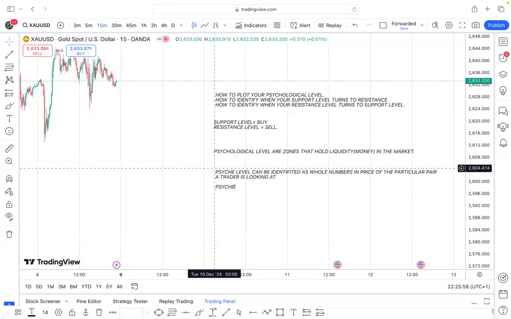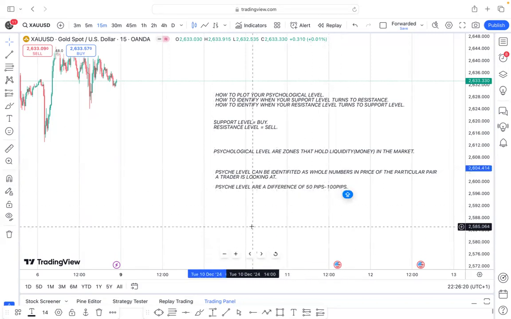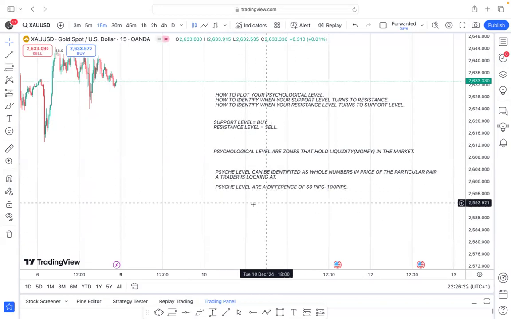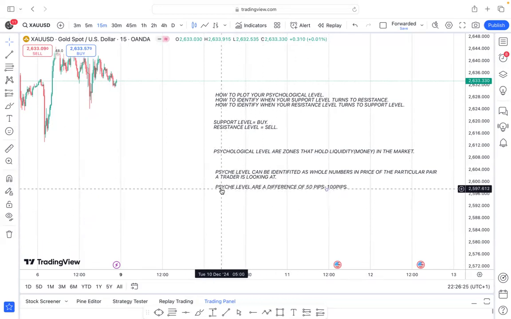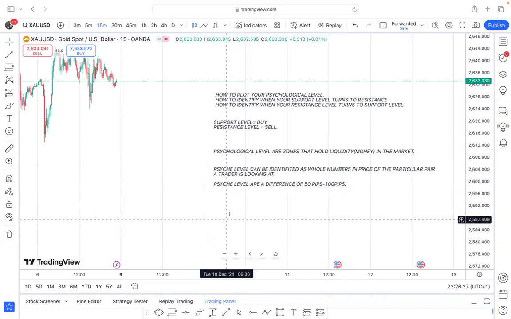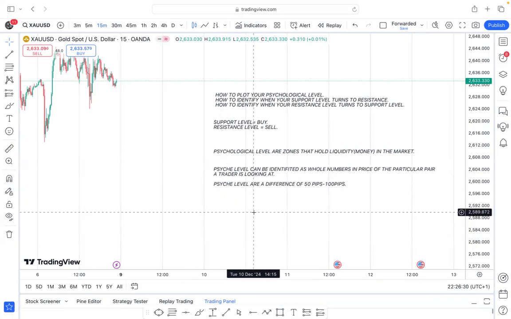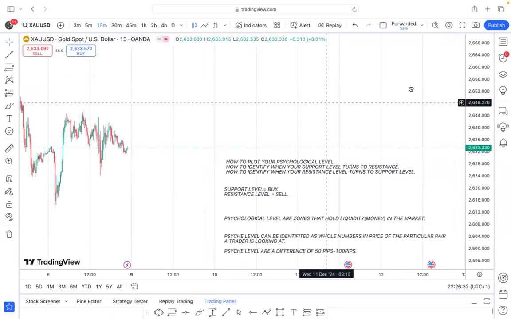And then psych levels are a difference of 50 pips to 100 pips. Meaning that after rounding up your current price in the market, the difference between the current psychological level and the next one will be a 50 pip difference or a 100 pip difference. So for example, let's go on the chart.